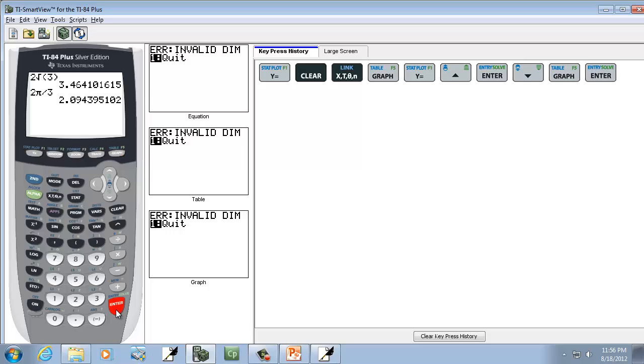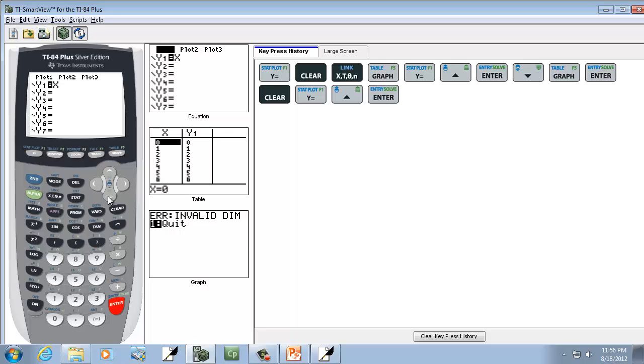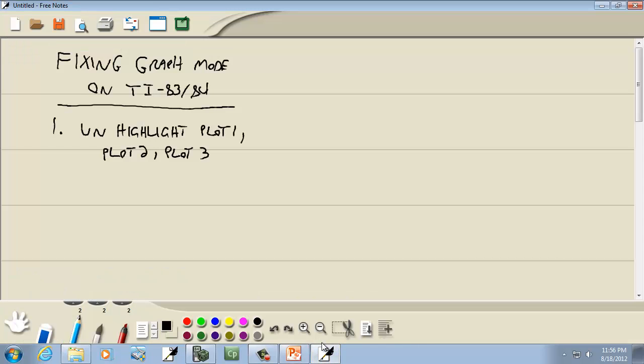So I'm going to press enter on quit here. I'm going to go back to Y equals, and you up arrow, put your flashing cursor on whichever one's highlighted, so you may have to use your right arrow key. And once you've got your cursor on it, you press enter one time. And now if I do a down arrow, see how it's no longer highlighted. So you want to unhighlight Plot 1, Plot 2, and Plot 3.